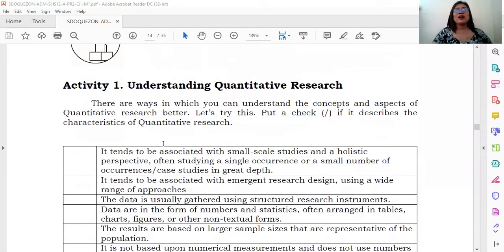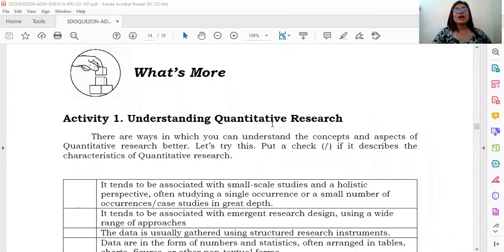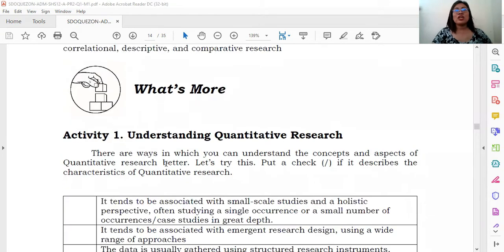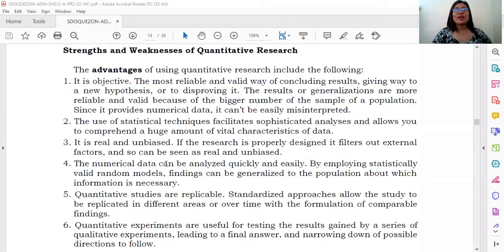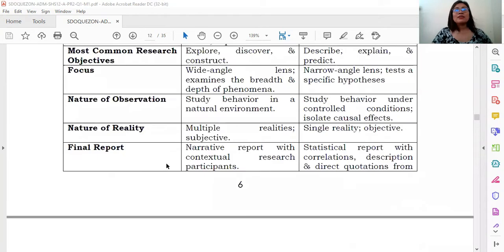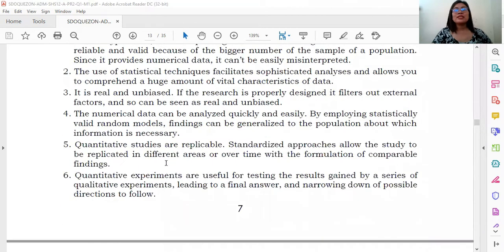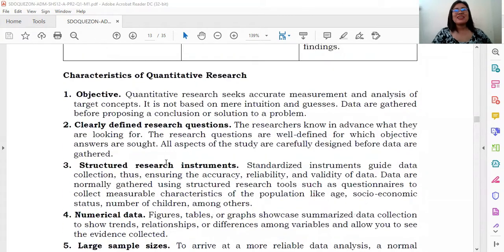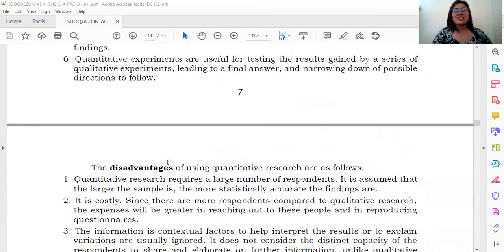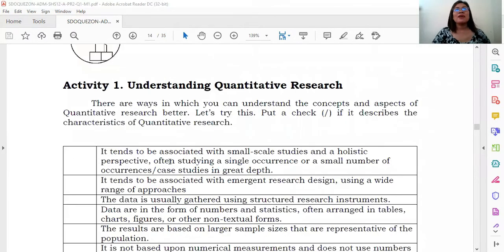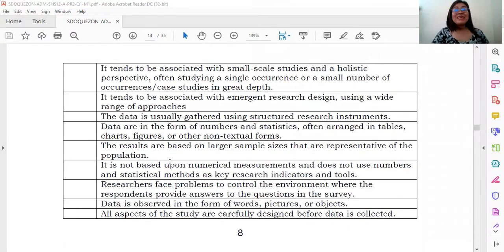Now let's go to the activity What's More, understanding quantitative research. Here, you'll just check the ideas that describe the characteristics of quantitative research. You will be able to answer that if you have read the first part of the discussion, which is on page 7. I'm sorry, the characteristics of quantitative research is on page 7. You'll be able to answer activity 1 by simply reading that.